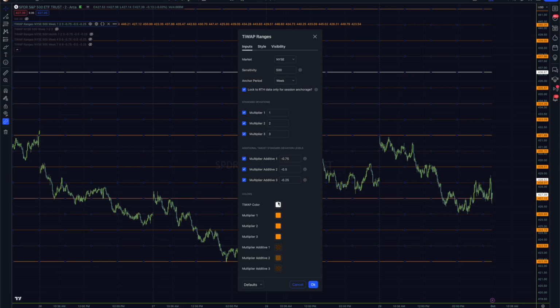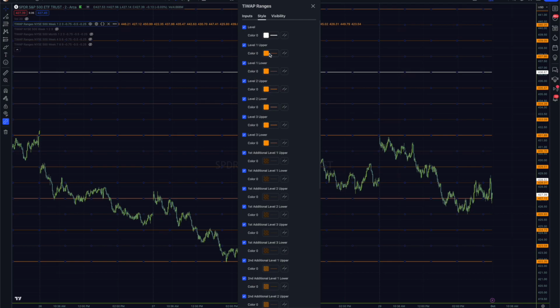Then the color management, because I like to have different colors to manage, representing the different anchorages, so weeks, months, quarters, or years. You give different colors, and you can manage all that right from here, instead of having to use the cumbersome style tab.